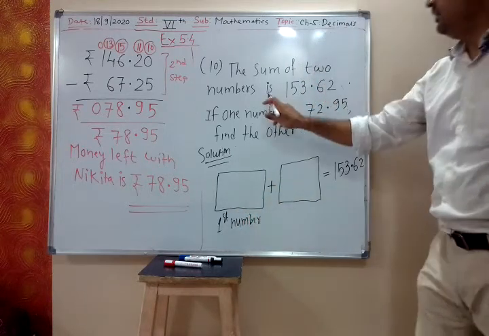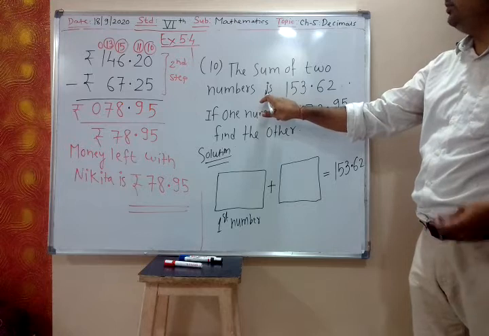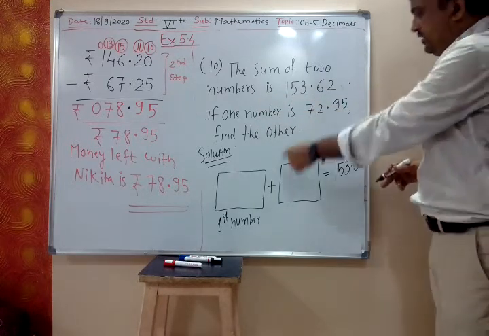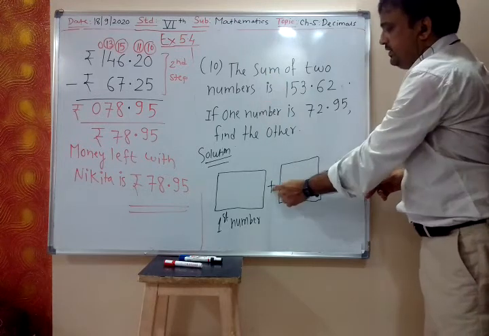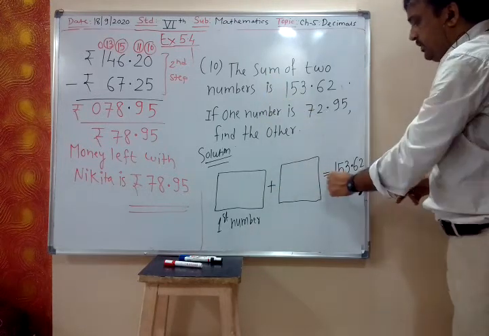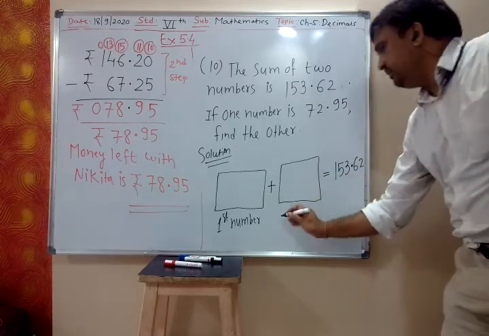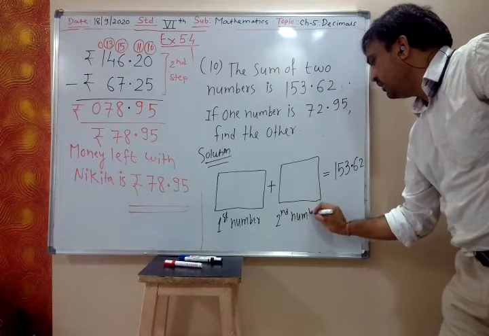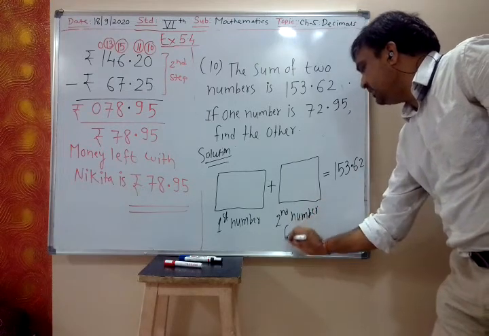Equal means "is". After adding two numbers, the result is the sum. Plus means sum, and "is" means equal to. So there are two numbers: the first number and the second number, or you can say the other number.